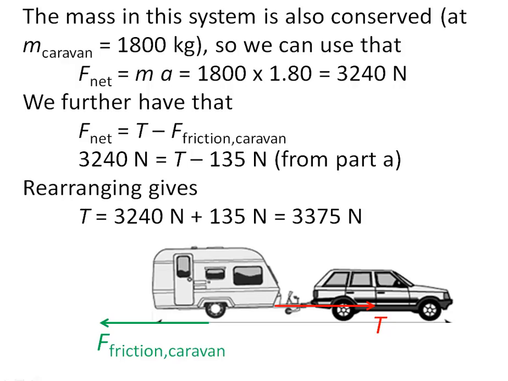Plugging in the values that we found before and rearranging, we find that the tension in the tow bar is equal to 3375 newtons.